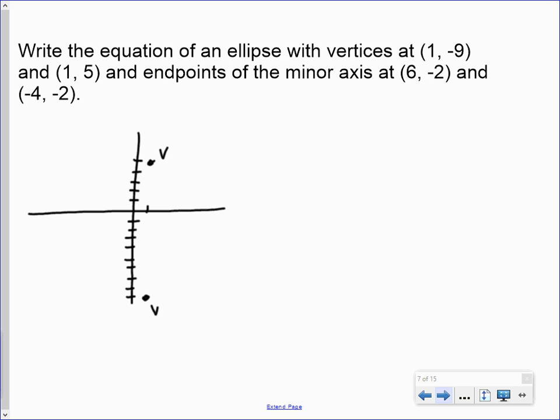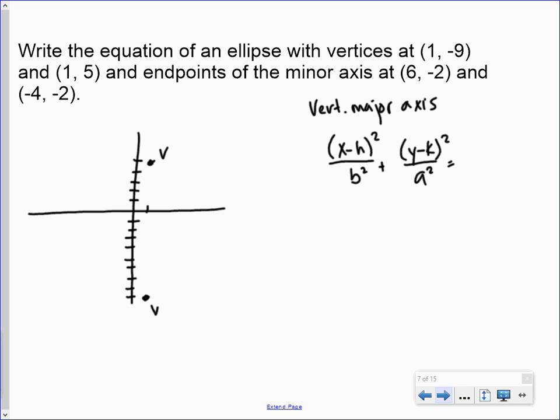If you have a vertical major axis, then you know which equation to use for the ellipse, right? X minus h squared over b squared plus y minus k squared over a squared equals 1. If it's a vertical major axis, you're going to put your a underneath y. Okay, so that gets me somewhere. I might also sketch out the other things that I know. I kind of stopped there.